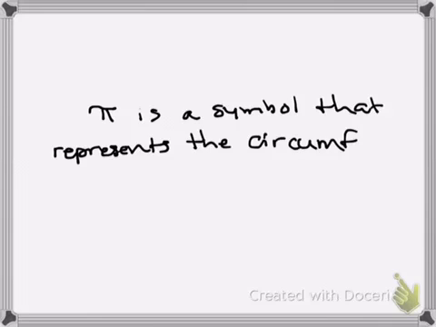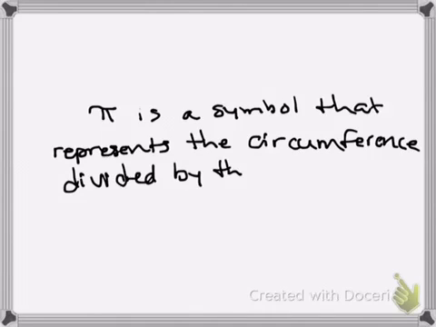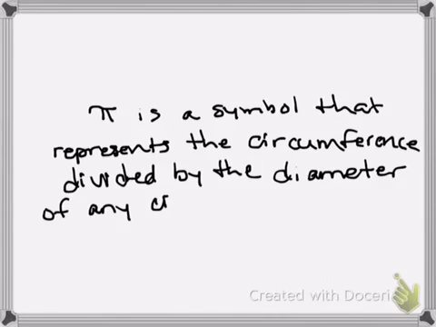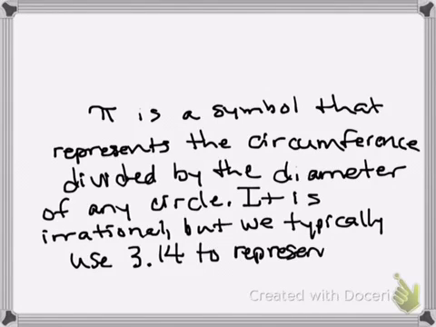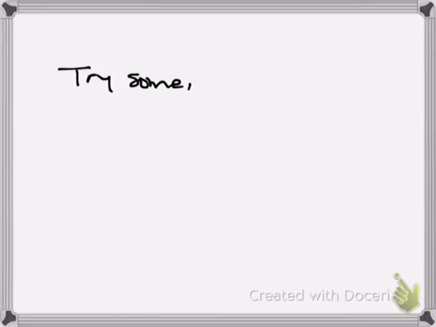It's a funny little symbol. And that symbol represents the circumference divided by the diameter of any circle, small or large. So what do you do with that? Well, that symbol is irrational. That means it never repeats and it never terminates. But we typically will round it and use 3.14 to represent it, and that's what I want you to do. So when you see the symbol pi in the formulas, use 3.14 to substitute in place of it.